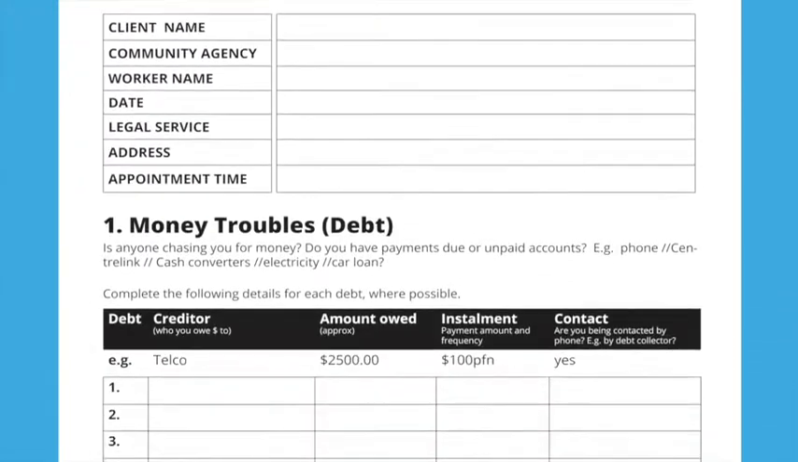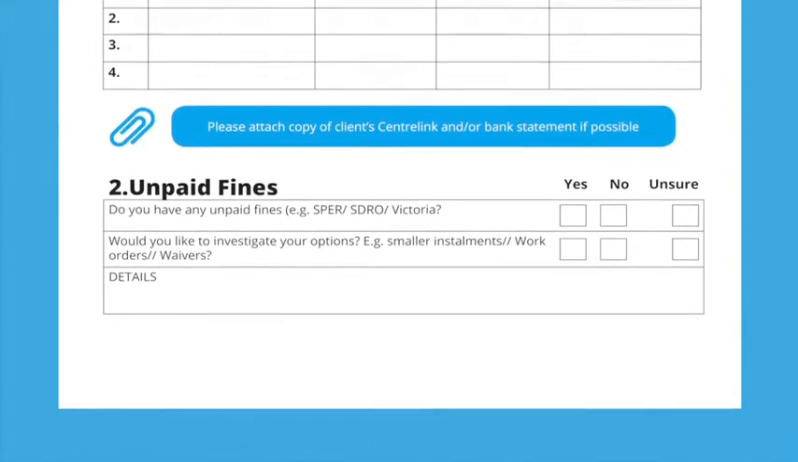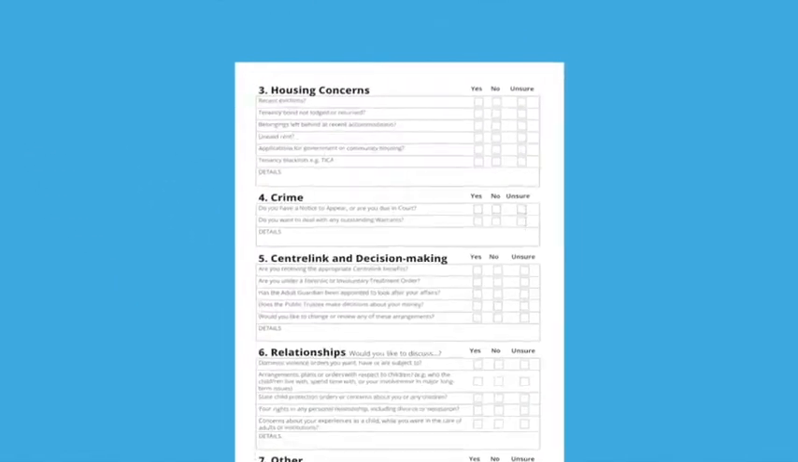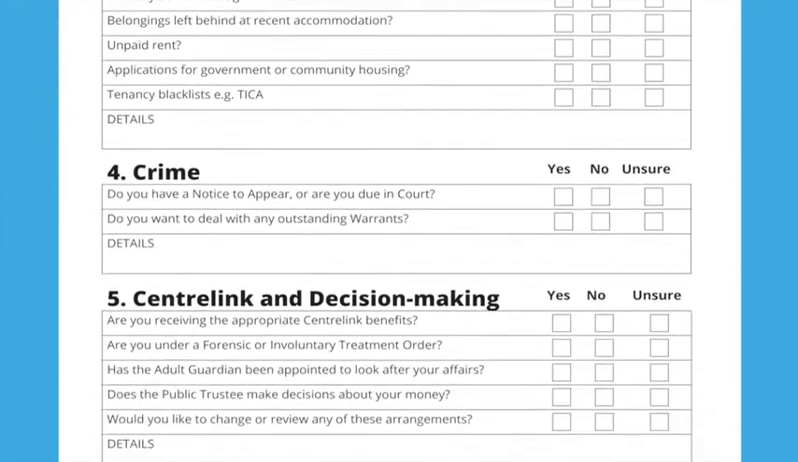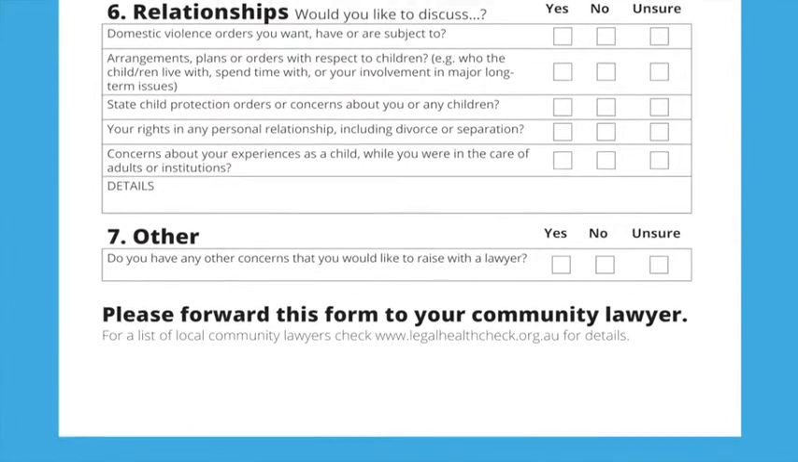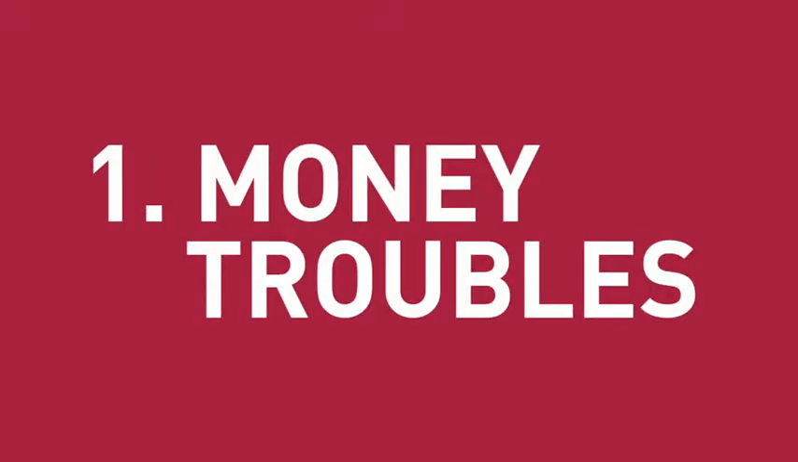basic version. Many clients will identify about 3 issues using the legal health check. It includes the legal issues your clients are most likely to experience and which will cause the biggest problems if they're not sorted out. All of the sections are just an easy ticker box with a small space to write basic details where you think it's relevant. We start with money troubles.